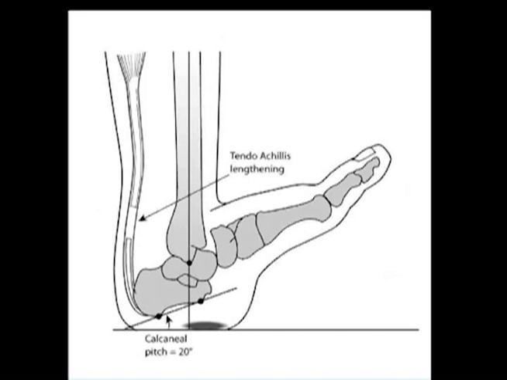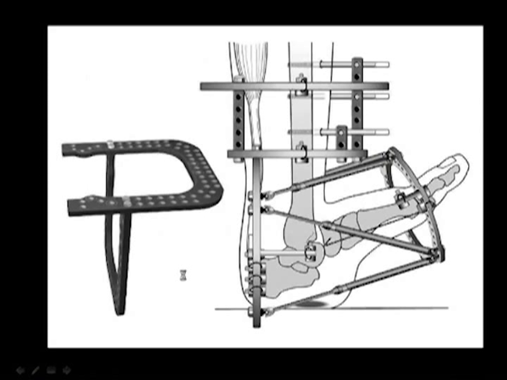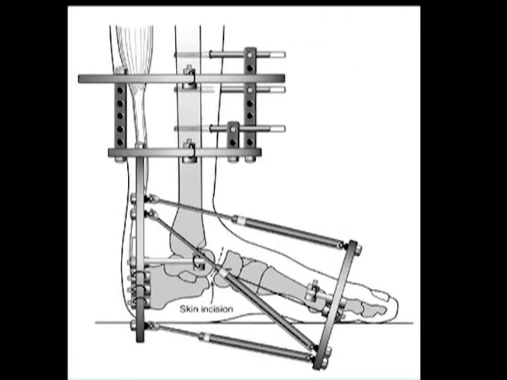The first part of this procedure is to do a tendo Achilles lengthening to increase the heel pitch as seen here. The second step is to apply an external fixator for gradual correction of the forefoot on a rigid fixed hindfoot and tibia. Therefore, the tibia, calcaneus, and talus are fixed in a neutral position, and the gradual correction occurs through the midfoot by lengthening the forefoot and plantar flexing the forefoot in this case to realign the foot as shown here.